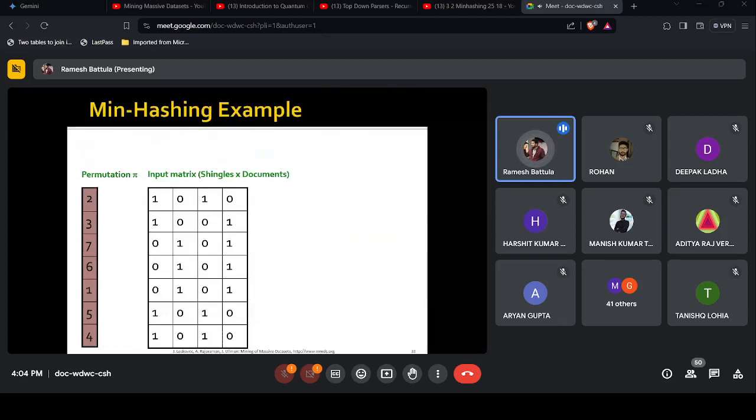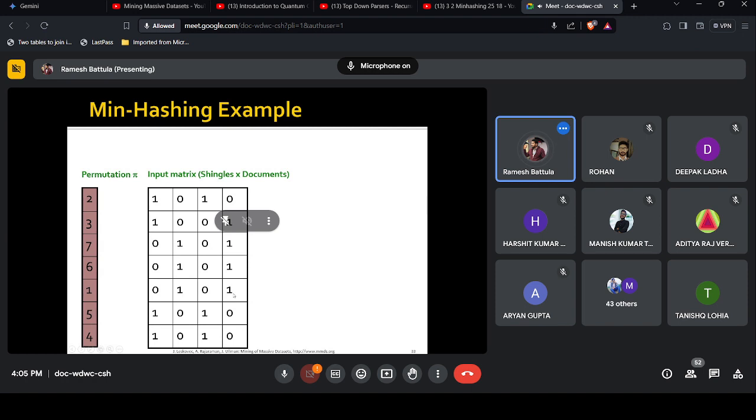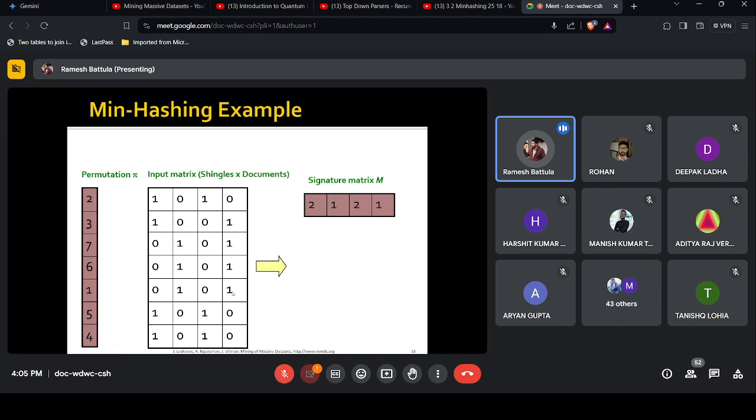You understand this one or not, first of all? Very simple. Here you need to be observed. This is 1, 0, 1, 0, 1. From the signature point of view, first document we have to choose these four. The input boolean matrix is there, shingles versus document. So you should understand this is the particular one. Based on that, we need to write it down.